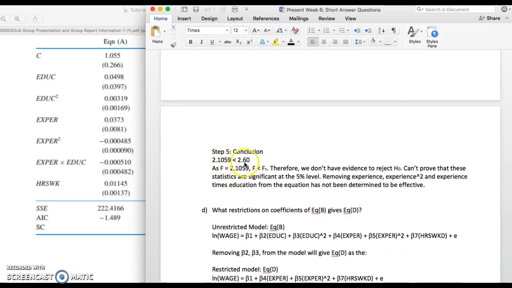As that is less than 2.6, our critical value, we don't have evidence to reject. So we can't prove that these statistics are significant at the 5% level. So removing experience squared, and experience times education has not been determined to be effective.